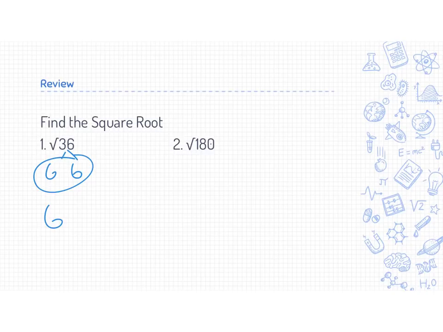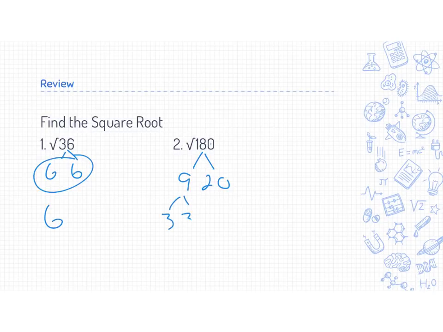Now you may have broken down as 9 and 4, and then broke down 9 as 3 and 3, and 4 as 2 and 2, and then you have your 3 and 2, which multiply to 6 there as well. Now 180 is probably not as easy, so I'm going to go 9 and 20. You can go 10 and 18, 3 and 60, any version that you want.